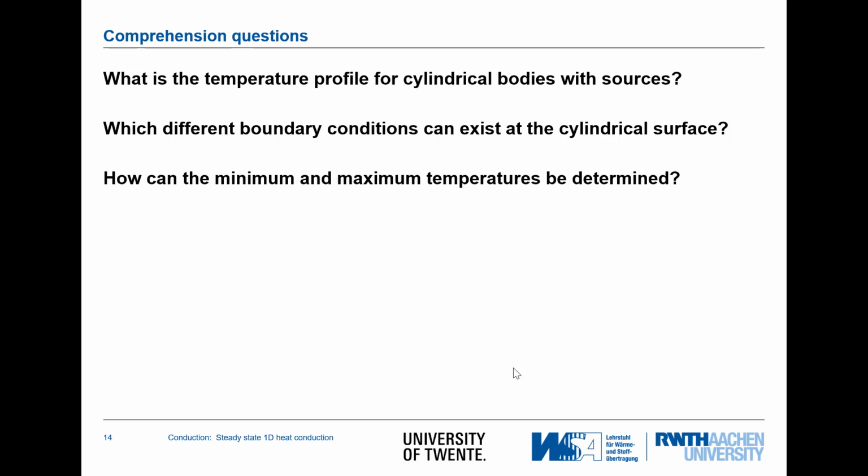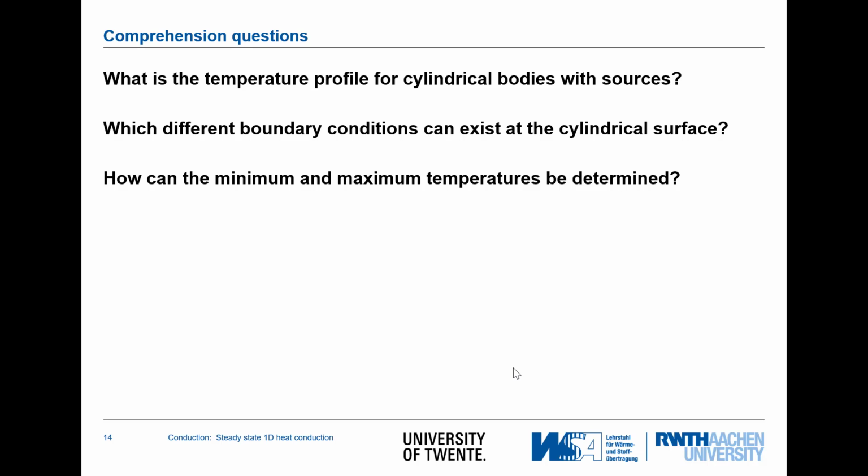A few questions. So first of all, what is the temperature profile for cylindrical bodies with sources? The answer is that independent of whether it's a cylindrical body, a planar body or a sphere, the temperature profile is always of parabolic type with a zero gradient condition at the symmetry, so in the center, and then with a decreasing distribution in case of a source. And of course if we have a sink, it will be vice versa, it will be increasing.